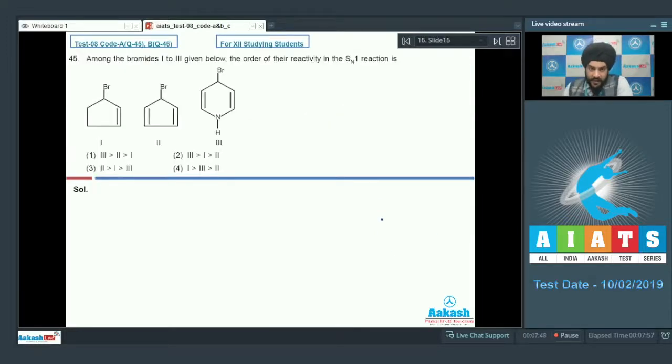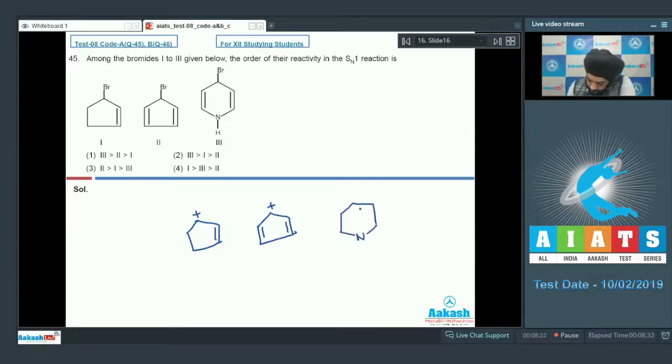Question number 45. Among the bromides 1, 2, 3 given below, the order of their reactivity in the SN1 reaction is. If we talk about the SN1 reaction, we know that carbocations are formed as intermediates in the SN1 reaction. So we can have the carbocations formed in all of these cases. If we compare the stability of these carbocations, we can see that the third one is aromatic. The second one is anti-aromatic. Whereas the first one is allylic.